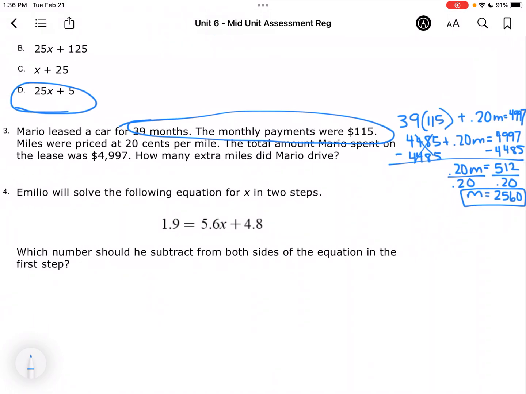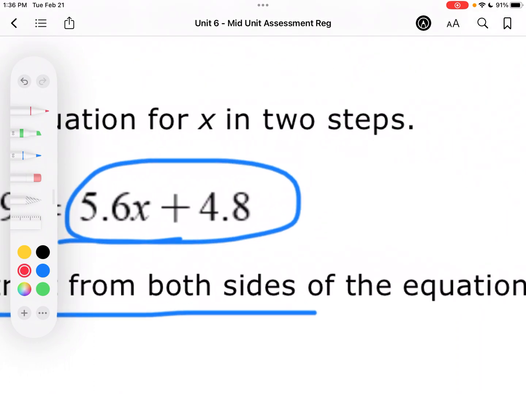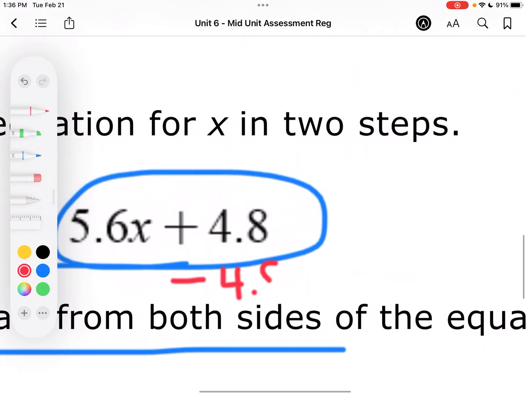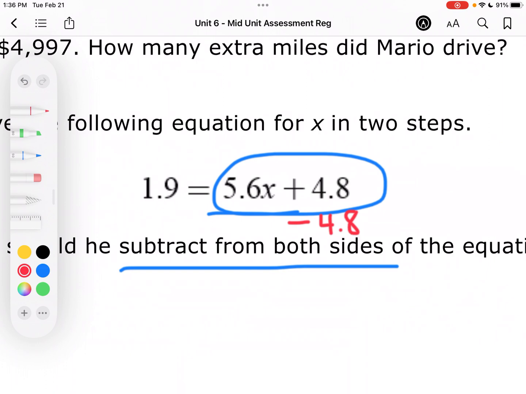Emilio will solve the following equation in 2 steps. They want to know which number should be subtracted from both sides of the equation in the first step. Whenever you're solving a problem, you're trying to get whatever's touching the x off. So if I've added, the opposite or inverse operation is to subtract. So I'm going to subtract 4.8 to create that 0 pair. So when the question asks what number should be subtracted, 4.8 should have been your answer.